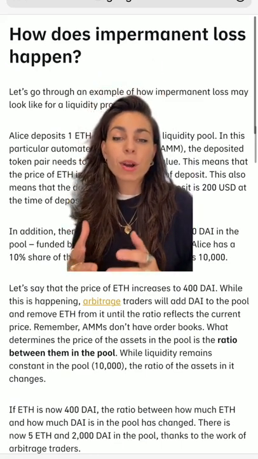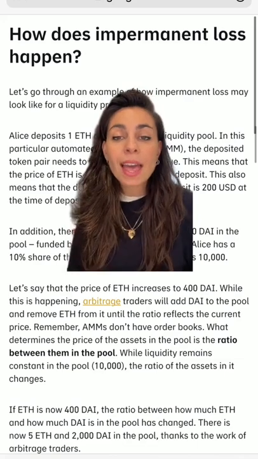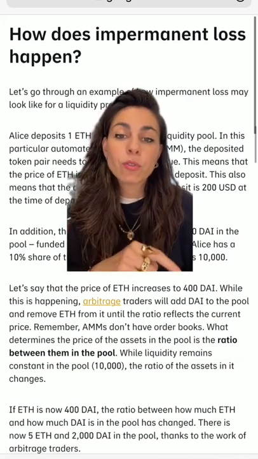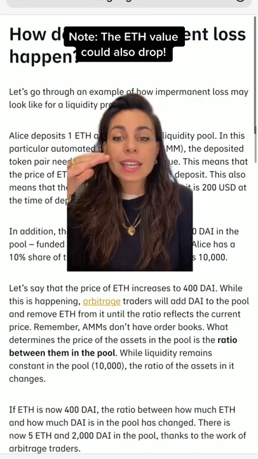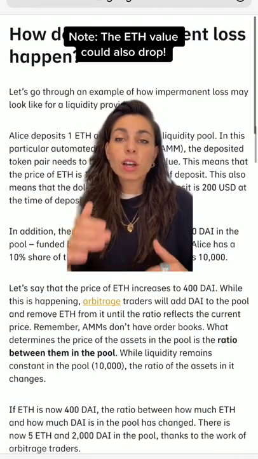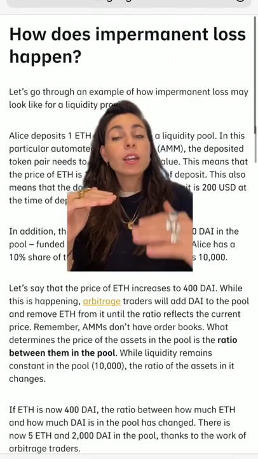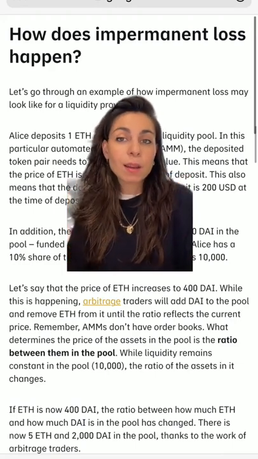So let's say that the price of ETH then goes on a pump, and 1 ETH is now equal to 400 DAI. Now, as the value of ETH goes up, people will start pulling the ETH out of the pool. And what they'll also start doing is filling the pool with more DAI, because you'll need more DAI to equal a certain amount of ETH.